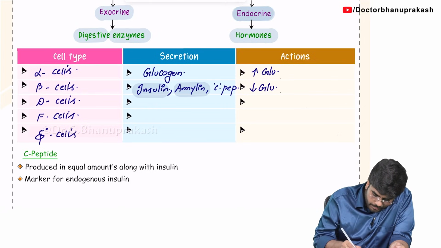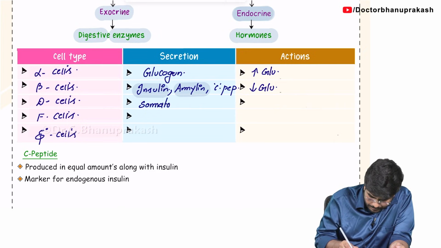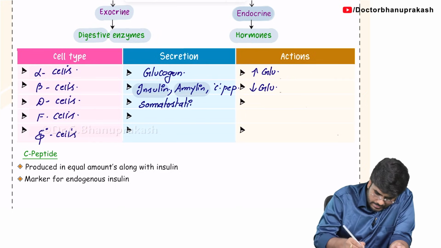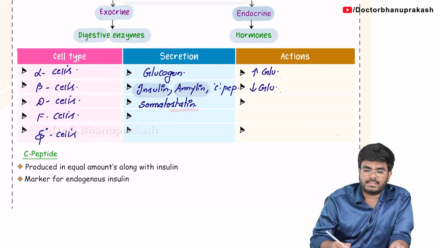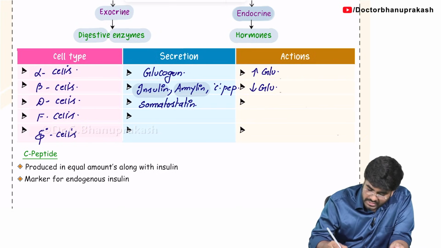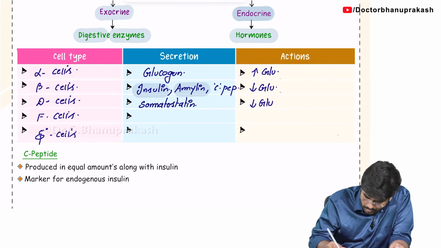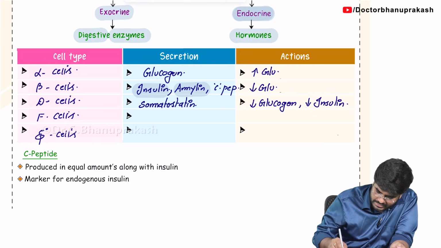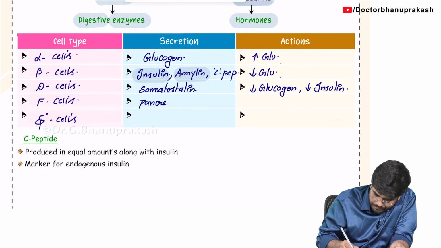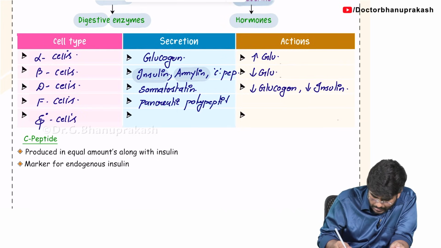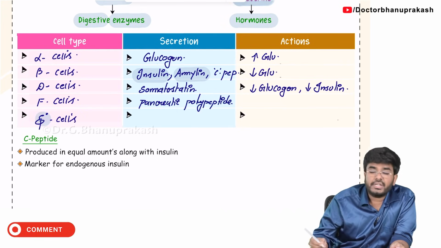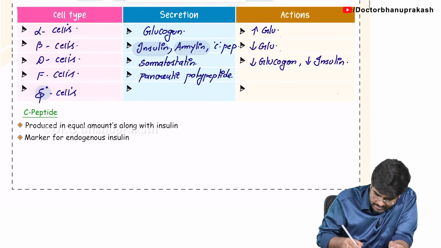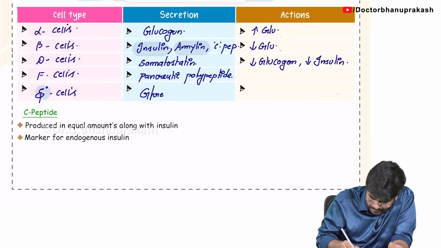What about the D cells? D cells produce somatostatin. In the name itself it's there, statin. Statin means stop, stasis. So what will it stop? Somatostatin decreases the release of glucagon and it can decrease insulin release. Next, F cells produce pancreatic polypeptide, and the epsilon cells, especially during the fasting condition, produce a hormone called ghrelin.